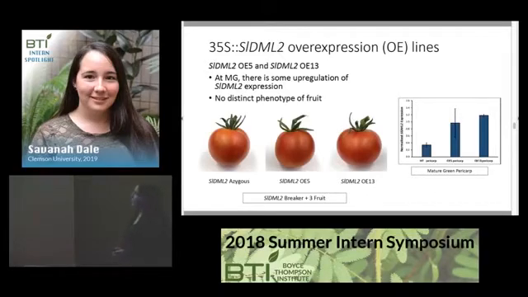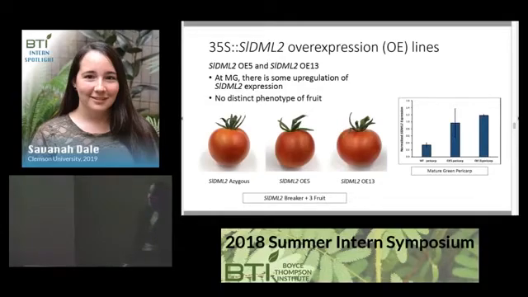Despite the success of generating these overexpression lines, we don't really see a big difference in the phenotype of the fruit. We have an SlDML2 azygous fruit on the left, which has segregated out the transgene, so it is not showing any phenotype of overexpression of SlDML2, whereas we have the overexpression 5 and overexpression 13 lines, and they look pretty much the same as the azygous fruit. So not a lot of obvious phenotypic difference there.